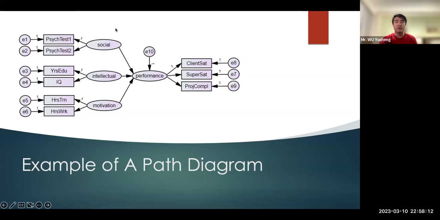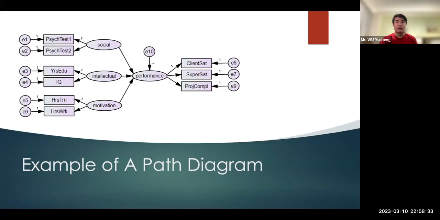In this model, we have four latent variables. Among the four latent variables, we have one dependent latent variable and three independent latent variables. The dependent latent variable is called the endogenous variable. Those three independent latent variables, we call exogenous variables.